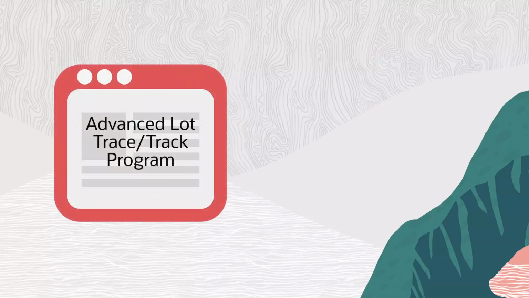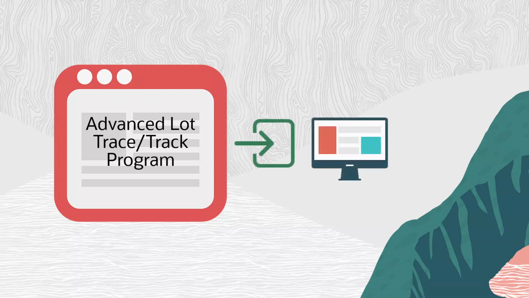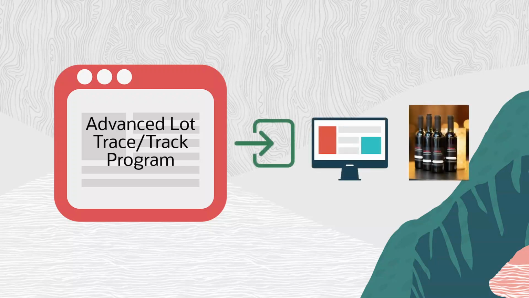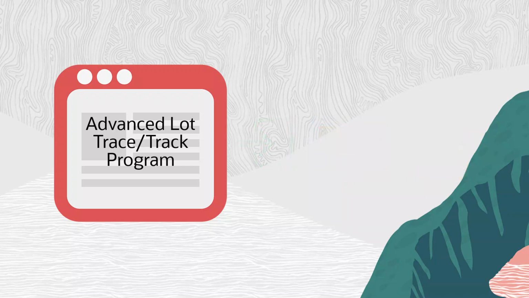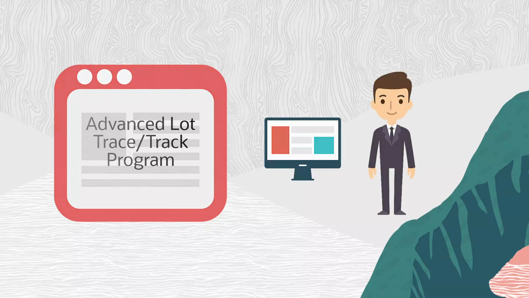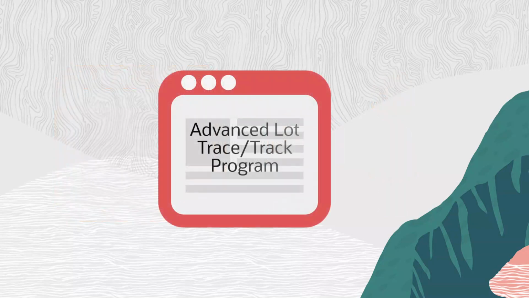The Advanced Lot Trace Track programs provide quick and easy access to information related to a bottle of wine at any point during the winemaking process. Additionally, Advanced Lot Trace Track programs enable you to provide the information to the auditors in a timely manner upon request. Hi, in this tutorial, I will show you how the Advanced Lot Trace Track program works.